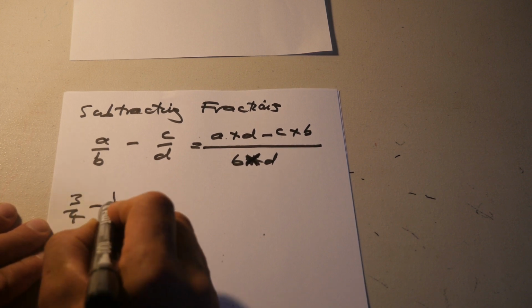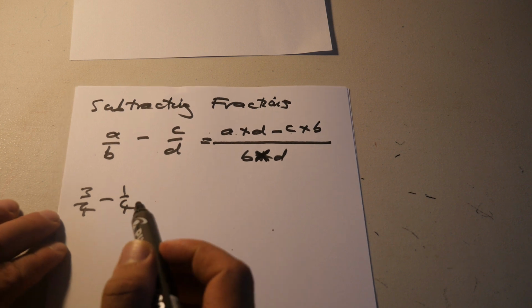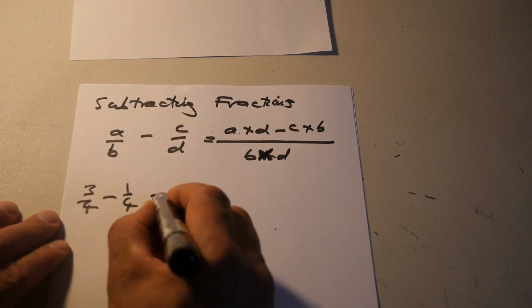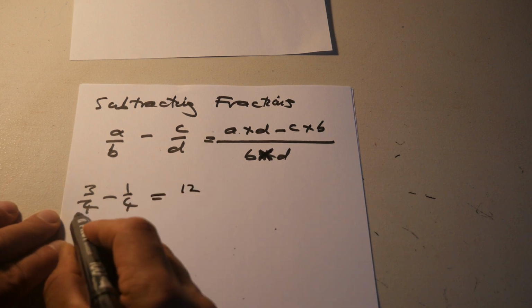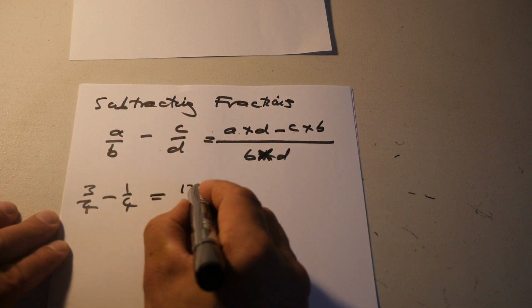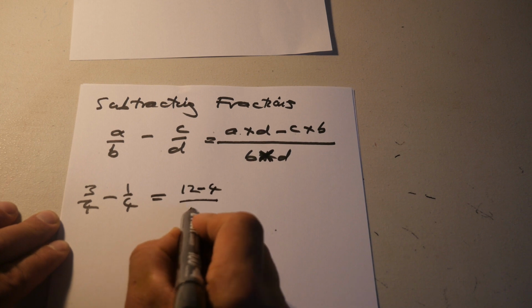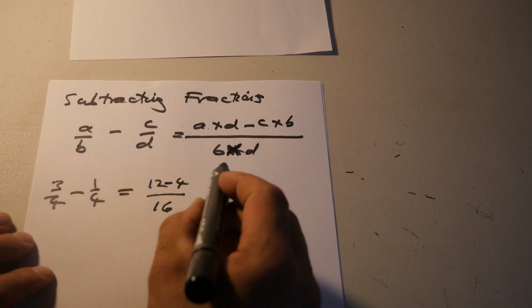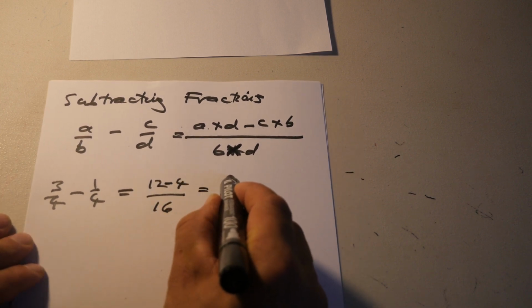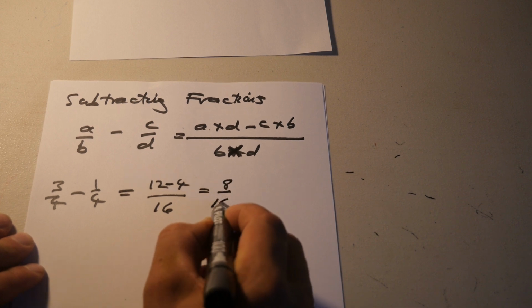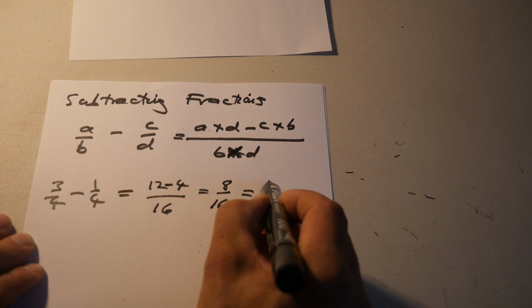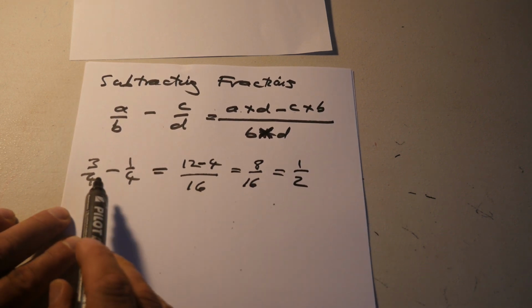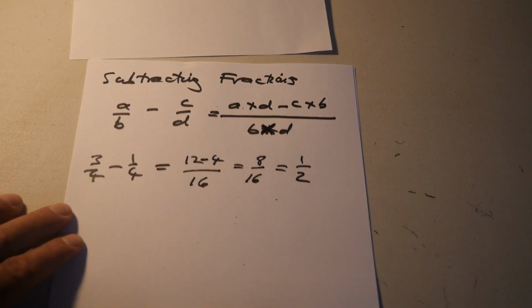So if you have 3/4 minus 1/4, that should be equal to 1/2. We'll try it this way. 3 times 4 is 12, minus 4 times 1 is 4, over 4 times 4 is 16. 12 minus 4 is 8, over 16, which equals, 8 goes into 16 twice, so it's 1 over 2. So as we thought, it's equal to 1/2, okay?